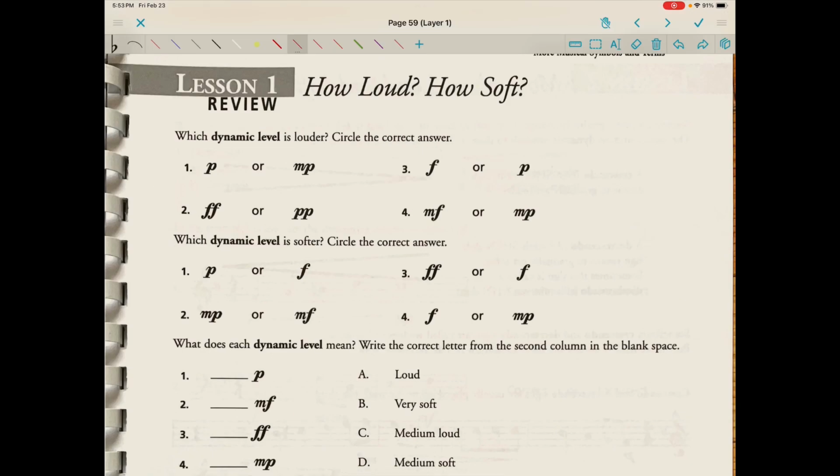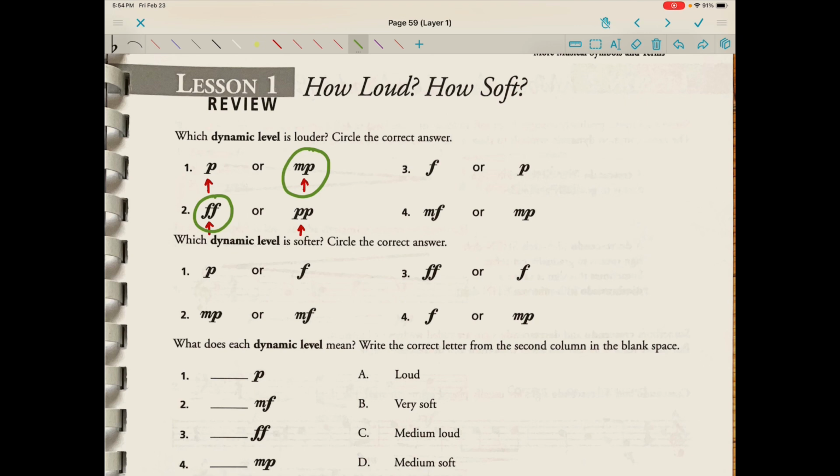Which dynamic level is louder? Circle the correct answer. So we know that piano means soft, and mezzo piano means medium soft. So the louder dynamic will be mezzo piano. Looking at number 2, we have fortissimo, which means very loud, or pianissimo, which means very soft. So obviously this is the louder dynamic, fortissimo.